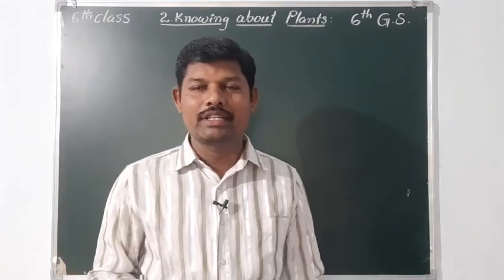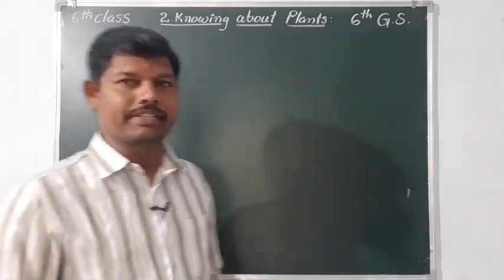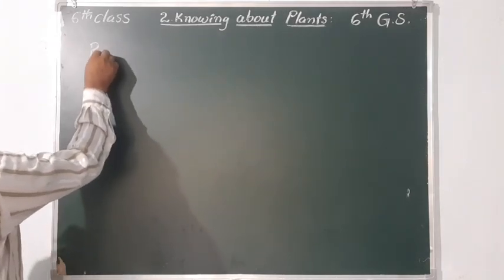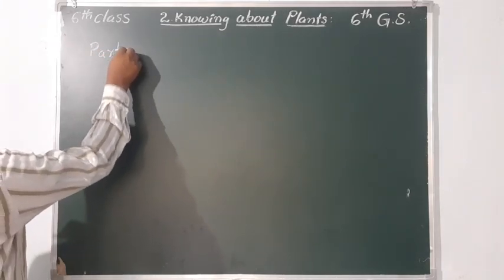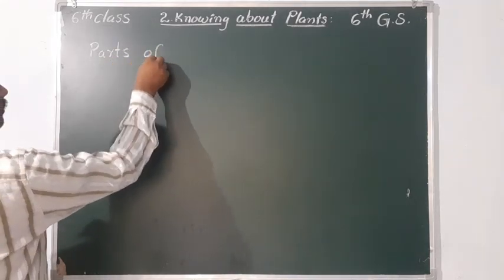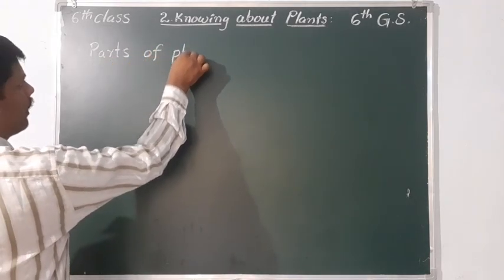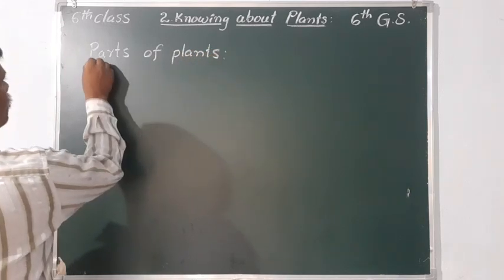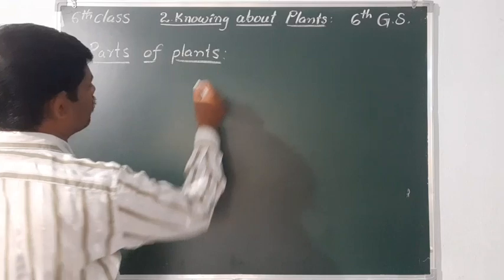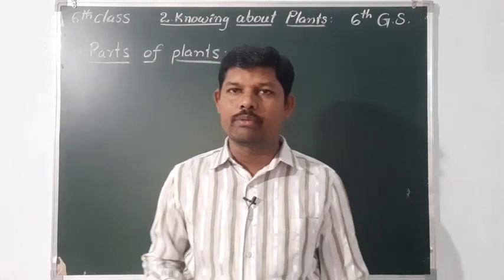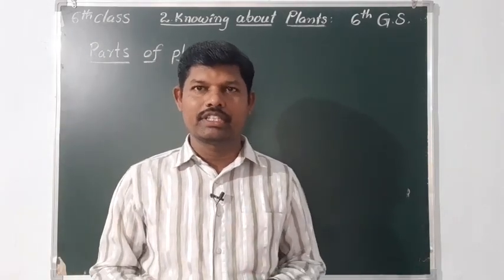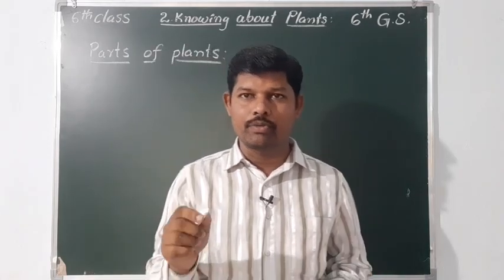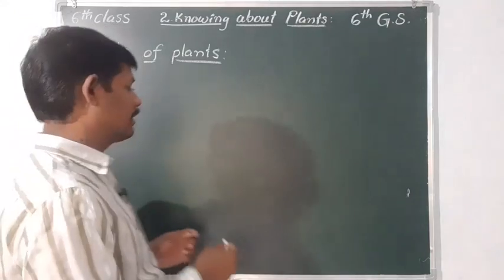The first one is parts of plants. In our body, we have different body parts. Like that, plants also have different parts. What are those parts? Let us observe the diagram.